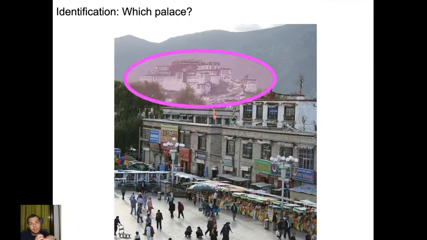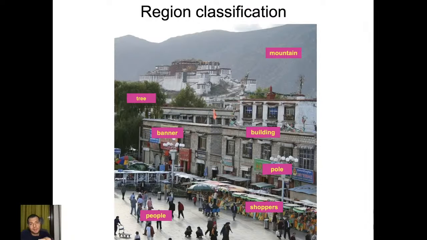This is called localization. We also have identification, which is the task of naming the specific instance of an object class. So which palace is this? It is the Potala Palace in Tibet. Then we have region classification. For various semantic regions that appear in the image, we have to name the classes. So here we have trees, a banner, building, mountain, castle, people, shops, shoppers, and so on.